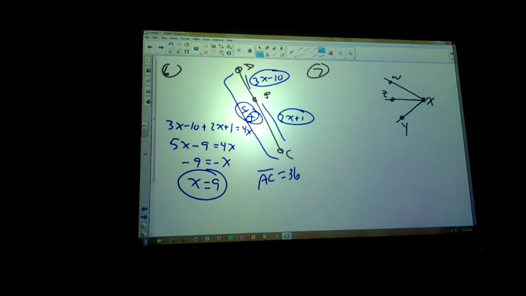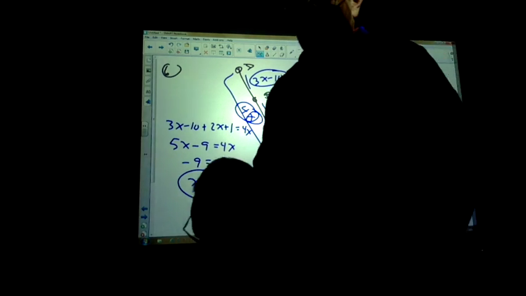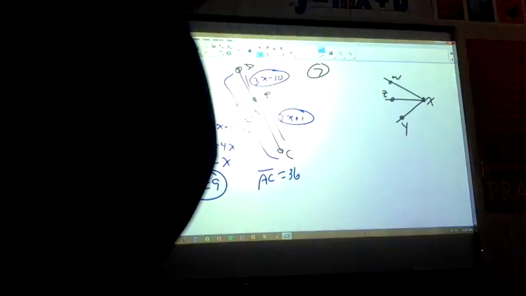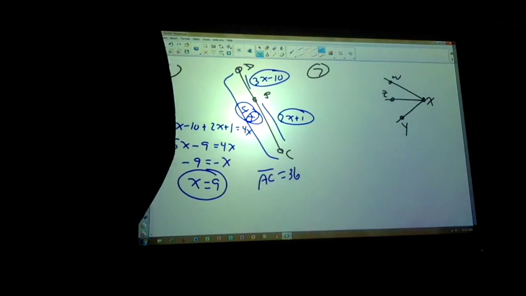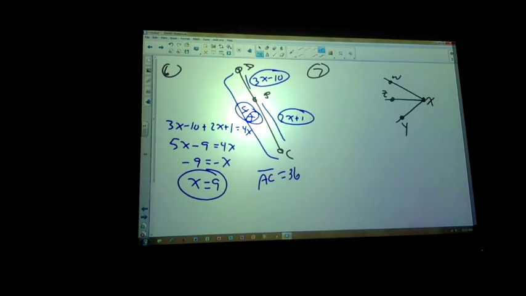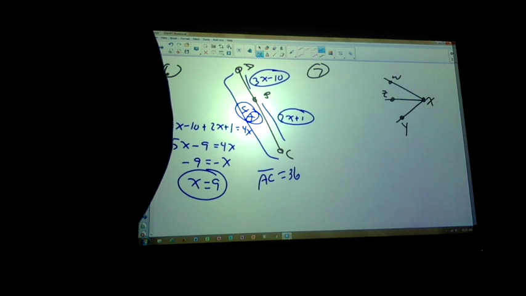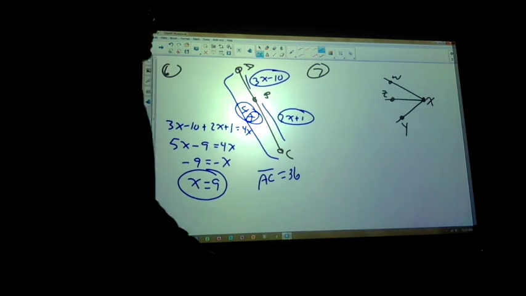Problem 7 is angle addition postulate. Agreed? So they tell us that XZ bisects WXY. So if it bisects it, what do you know about the two angles? It's half, or they're both equal. So WXZ is 5x minus 10.